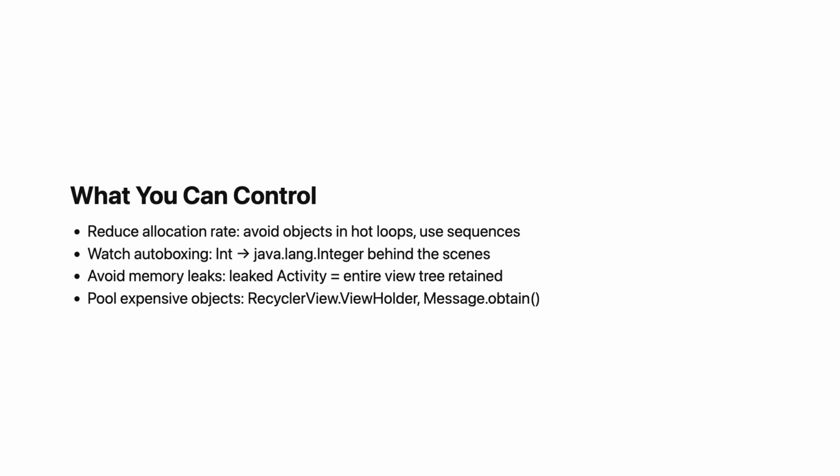Second, avoid memory leaks. A leaked object is not just one wasted object. It keeps alive the entire graph of objects reachable from it. A leaked activity can hold on to its entire view hierarchy, all the bitmaps those views reference, and all the data those views are rendering. That is potentially megabytes of memory that the collector cannot reclaim, pushing more pressure onto the old generation and triggering more major GCs.